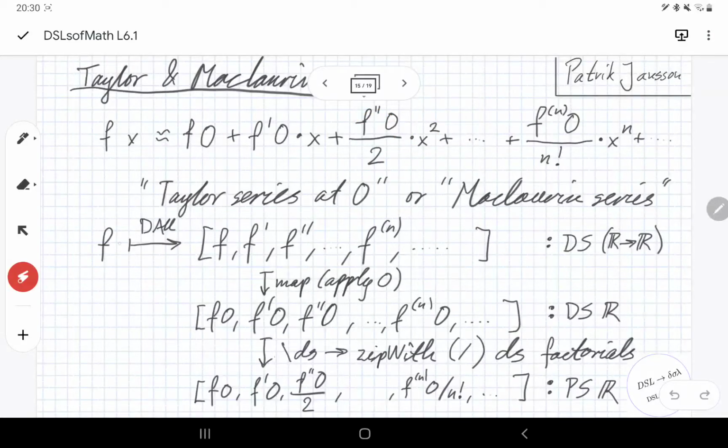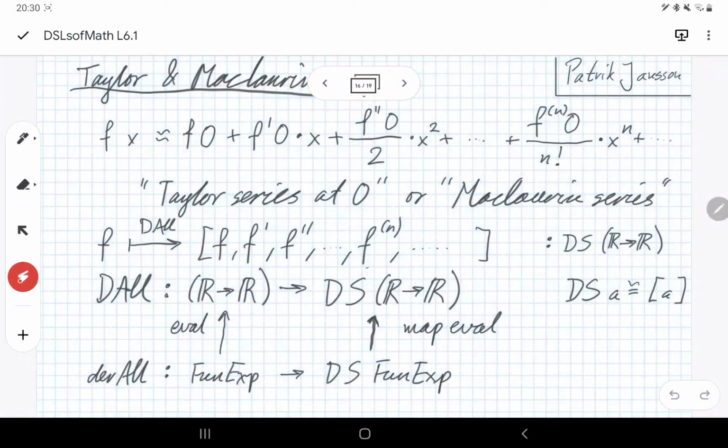So we've made a transition from one function to infinitely many functions, to infinitely many derivative values at 0, and then to coefficients in a power series returning real. Okay, let's look at this first function a little more.